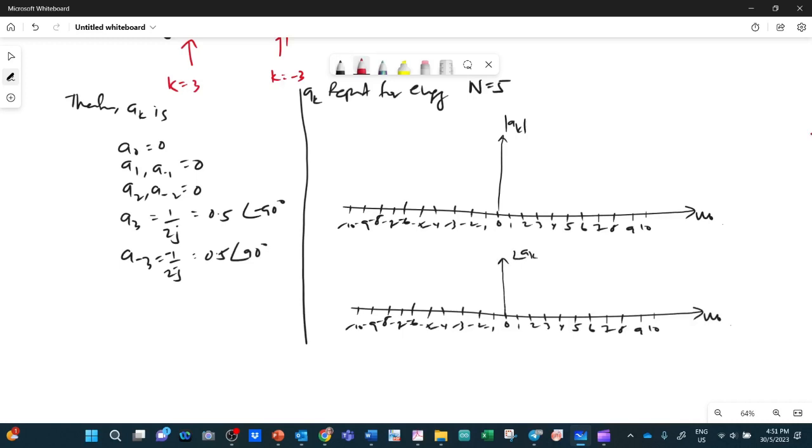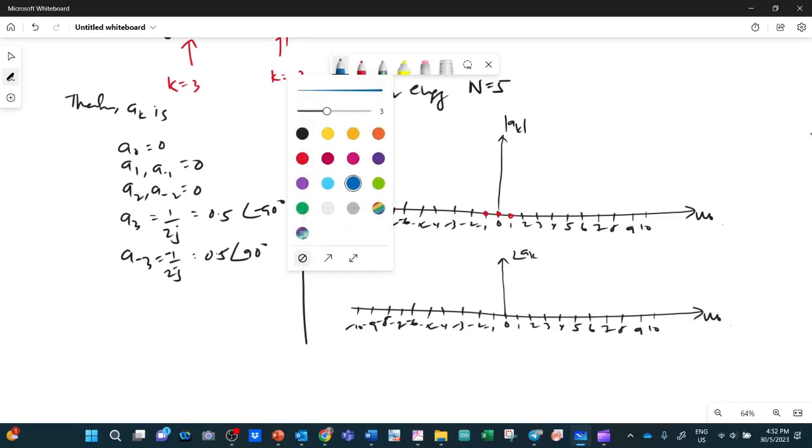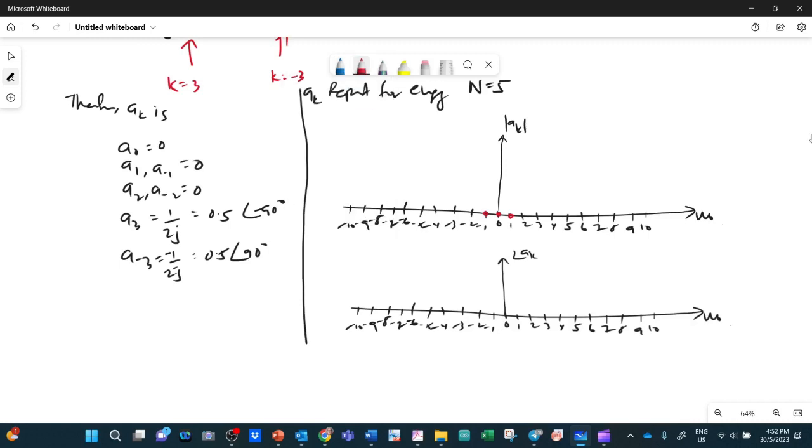Let's plot for a naught. A naught has a phase value of 0. How about a1? a1 is also 0, and a minus 1 is 0. For a3 you have 0.5, so a3 is 0.5.